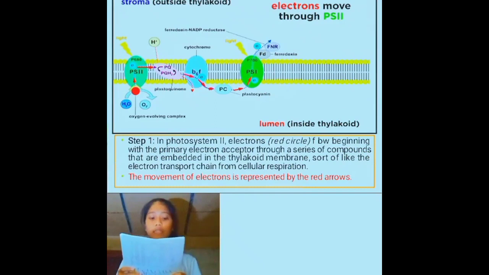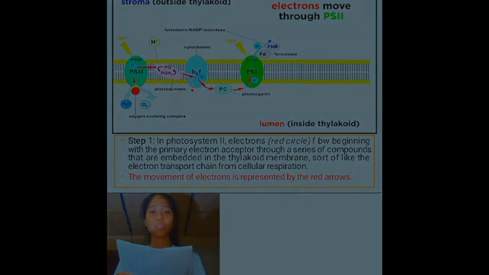Step 1. In photosystem 2, electrons, the red circles, flow beginning with the primary electron acceptor through a series of compounds that are embedded in the thylakoid's membrane, sort of like the electron transport chain from cellular respiration. The movement of electrons is represented by the red arrow.